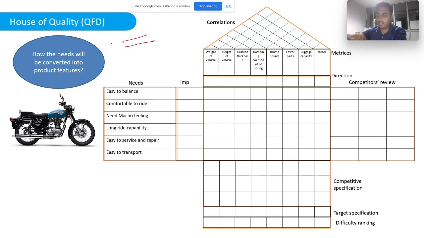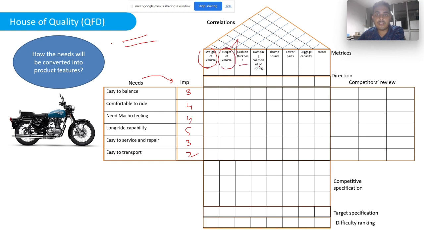So let me illustrate the example here. Easy to balance, we already ranked these, right? We ranked that easy to balance is 3, comfortable to ride is 4, neat macho feeling is 4, long ride is 5, easy to repair is 3, easy to transport is 2. So these are the importance of the needs. Now accordingly we generated these sort of needs.